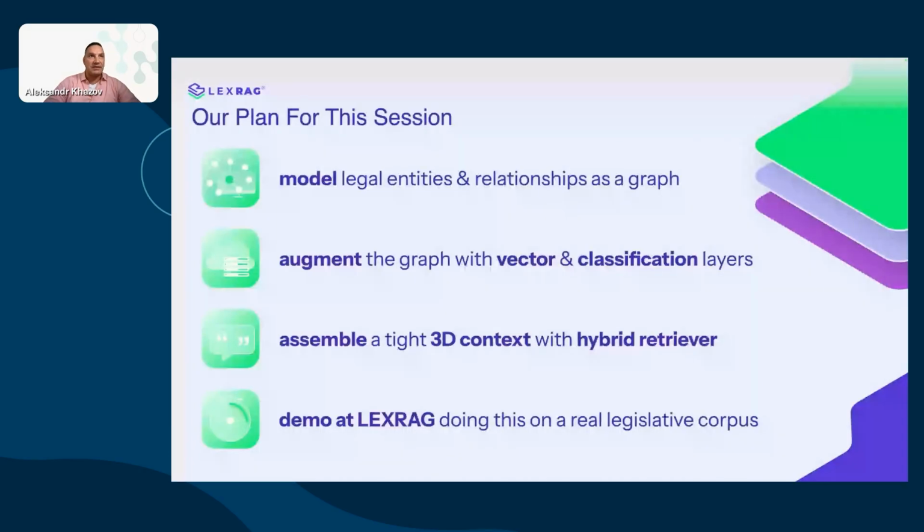Our plan for this session is to explore how to model legal entities and relationships as a graph, augment the graph layer with vector and classification layers, and assemble context to construct comprehensive context for the LLMs. If we have time, I will present a live demo at our website and answer some questions.